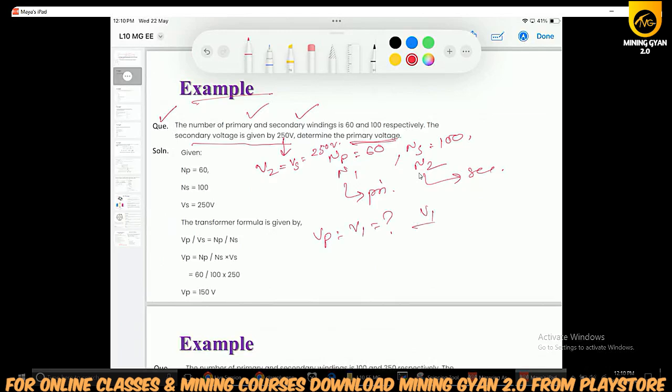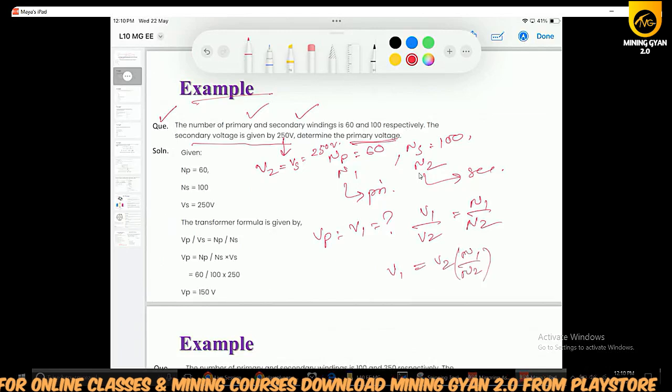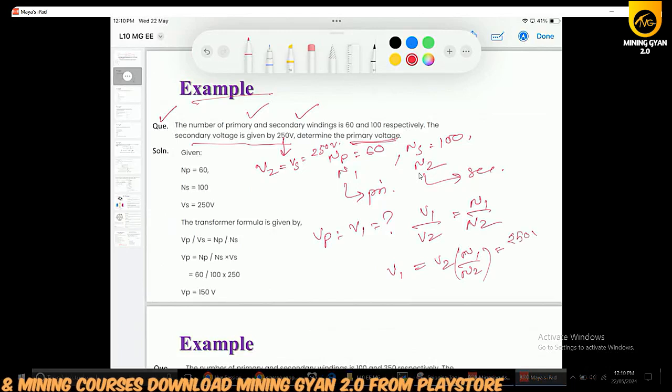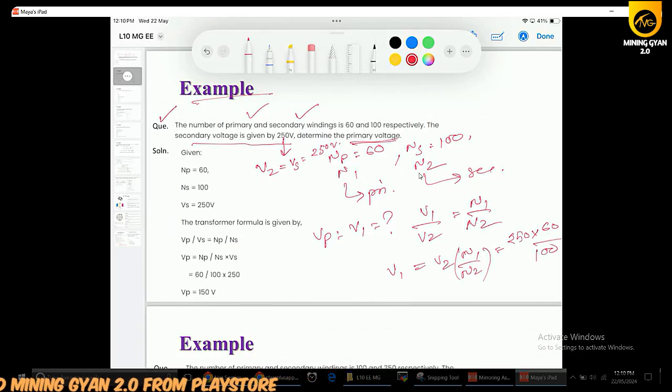So V1 by V2 equals N1 by N2. To calculate V1, V1 equals V2 into N1 by N2. V2 is 250 volts, into N1 which is 60, divided by 100. That much will be the primary voltage. That will be the answer.